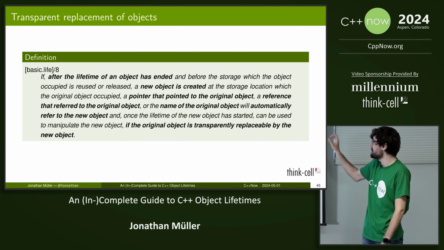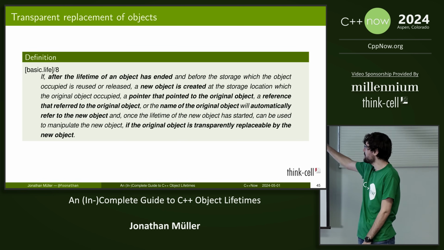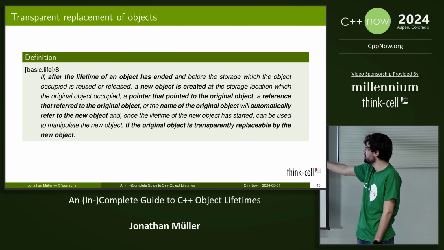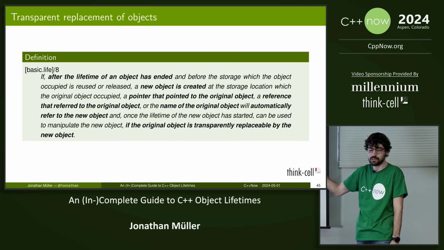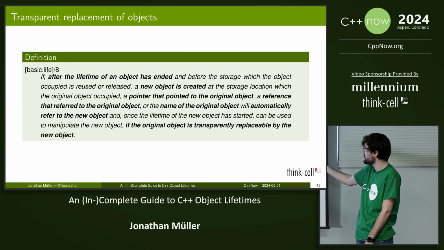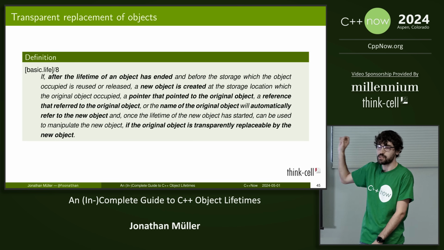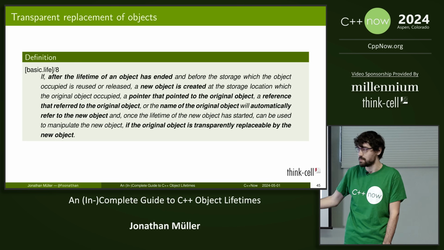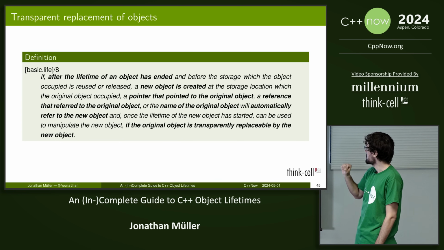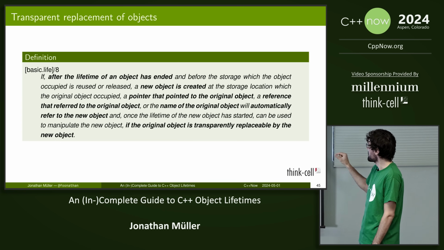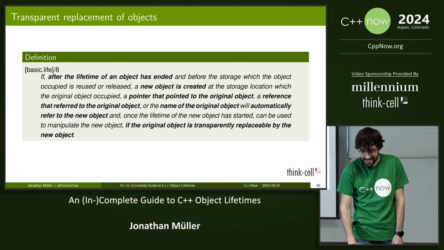So we have to talk about transparent replacement of objects. If after the lifetime of an object is ended, a new object is created, a pointer that pointed to the original object, a reference that referred to the original object, or the name will automatically refer to the new object if the original object is transparently replaceable by the new object. Another great sentence. I think it's one, yes. It has to still be an int.